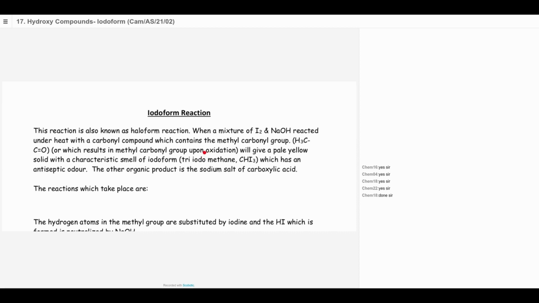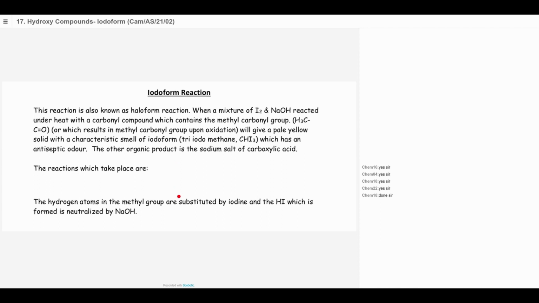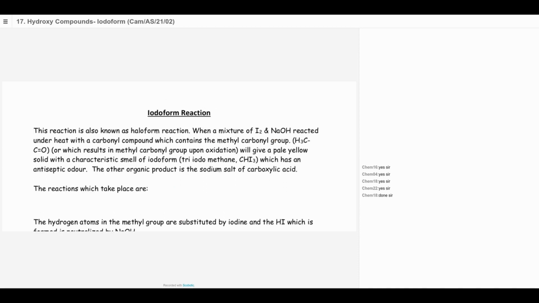This iodoform reaction is very important to identify the presence of the methyl carbonyl group in an organic compound. The methyl carbonyl group is this group, a methyl group attached to a carbonyl group. This is called the methyl carbonyl group, right? It's an alkyl carbonyl group, but specifically it's only methyl carbonyl, not ethyl carbonyl, right? So we can identify the presence of the methyl carbonyl group by this reaction, which is known as the iodoform reaction.